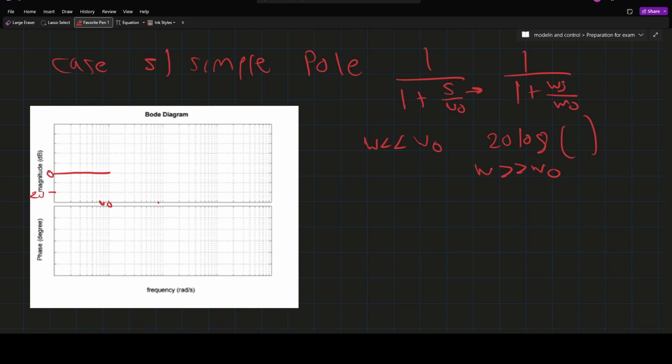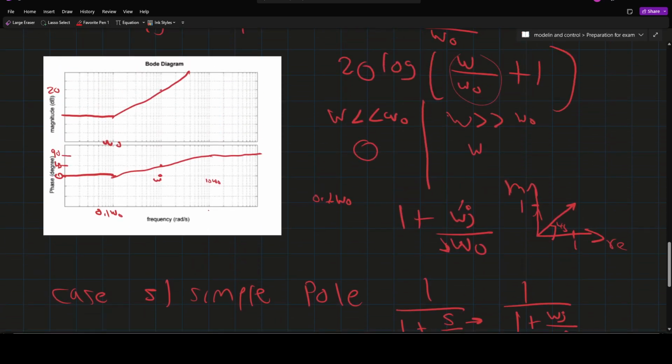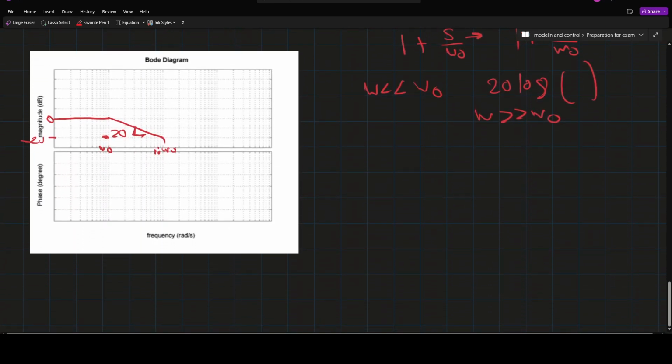So minus 20, we know that it is going to be decreasing with a slope of minus 20 dB per decade. So when we have here 10 omega naught, it's just going to keep going down like this. This is just like this case, but inverse because it's 1 over that.